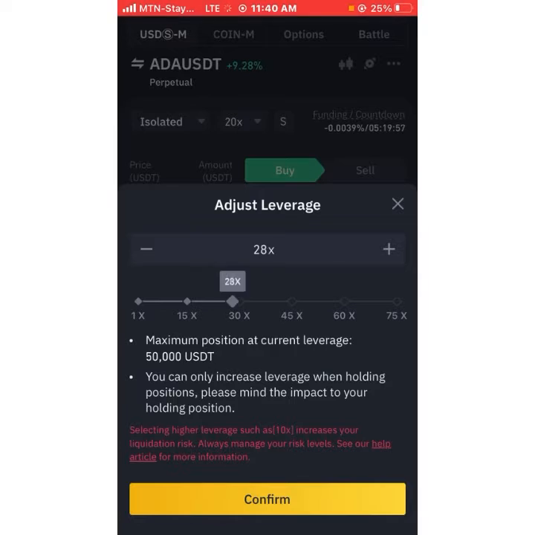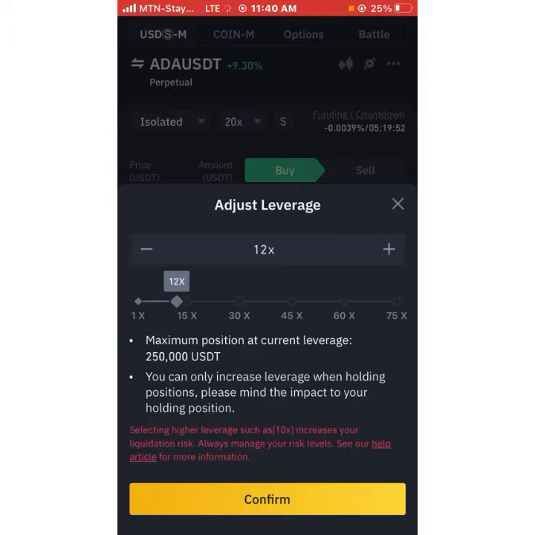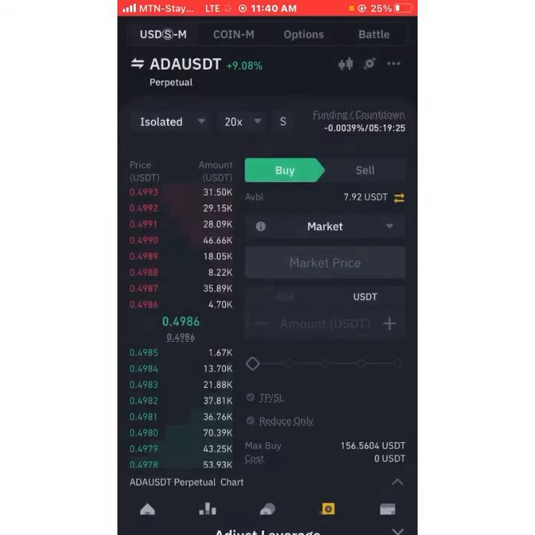So I'm going to be adjusting it. You can see you can adjust it like this. You can see it's adjustable. I'm leaving it at 5. All right, I leave it at 5. If I want to add it maybe to 7, I can make use of the plus. Okay, you can see I make use of the minus. All right, then I click confirm. It's being confirmed right now, so I have a leverage of 5x.